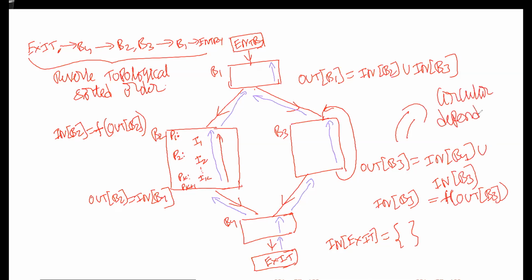So how do we break this circular dependency? The way we break this circular dependency is by taking the approach of iterative fixed point algorithms, where we start with a certain initial estimate of live variables for these different basic blocks, and then we keep improving our estimates. That is how we are going to break this circular dependence.